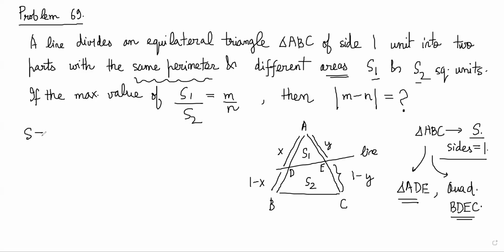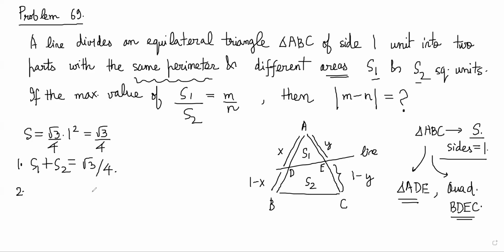So first of all, we have S is equal to root 3 by 4 into 1 square. So root 3 by 4. And we have an equation S1 plus S2 should be equal to root 3 by 4. That is the first result.